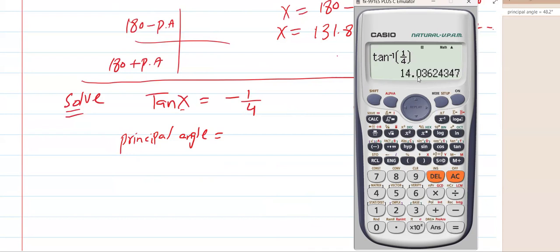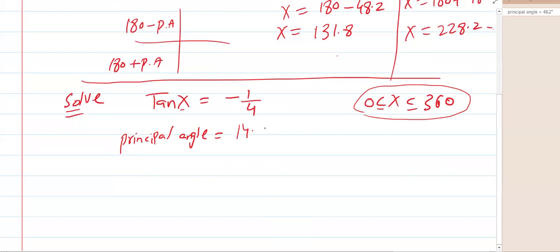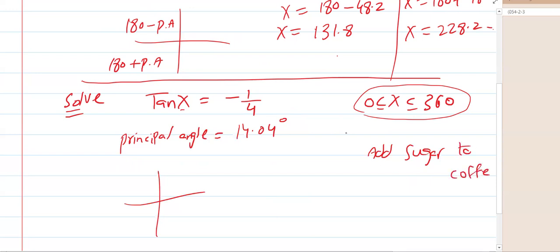It's 14.03, you can say, or 04. Okay, now tangent is negative. Remember this word, add sugar to coffee. If you forget, no problem. We know tangent is positive in the third and first quadrants, so in the other two quadrants, second and fourth, it will be negative. So it is here and here. And how do we write here? The way of writing here is 180 minus principal angle, and here it is 360 minus principal angle.